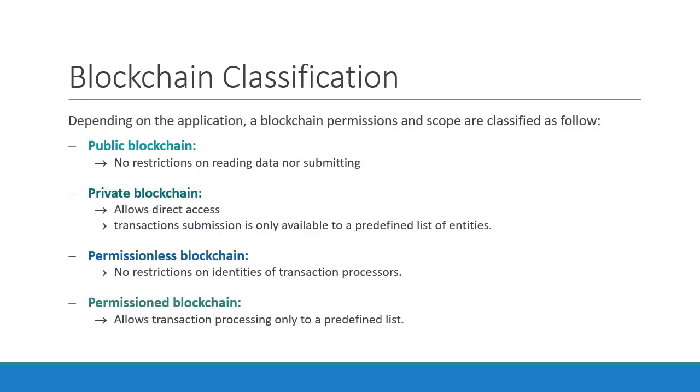Depending on the application, a blockchain scope can be public or private. Public means no restriction on reading nor submitting transactions, while private is when submission is restricted to a predefined list of entities. Permissionless blockchain means there is no restriction on identities of transaction processors, while permissioned allows transaction processing only to a predefined list of subjects with known identities.